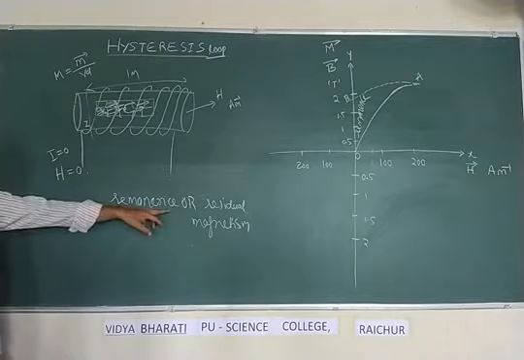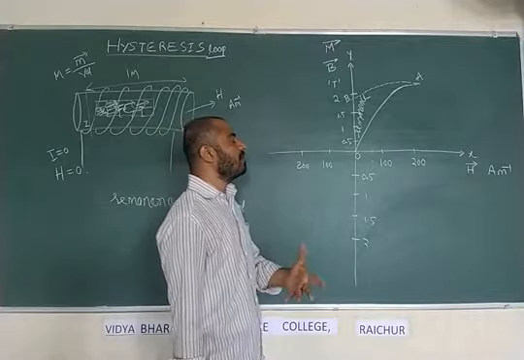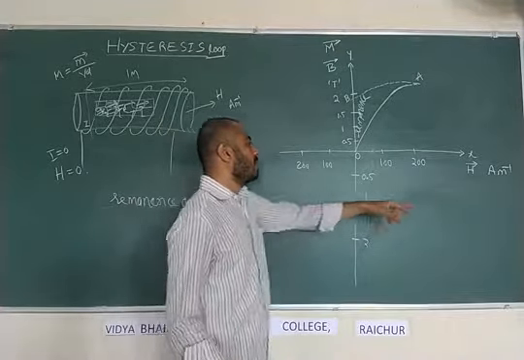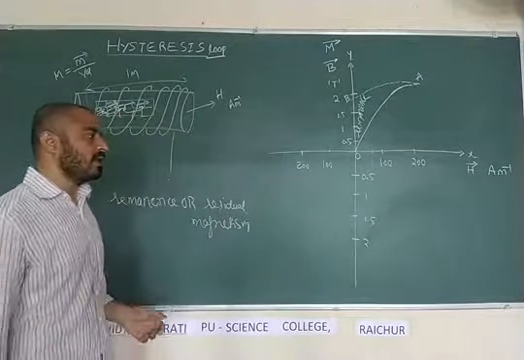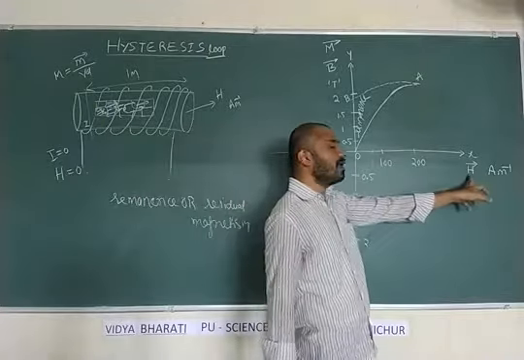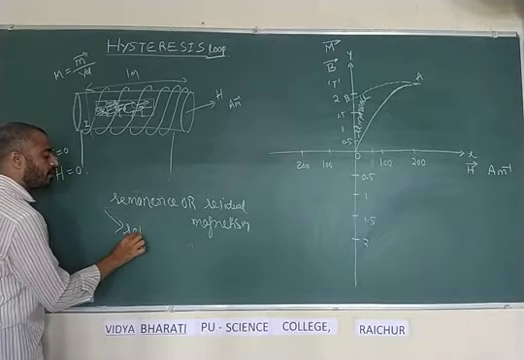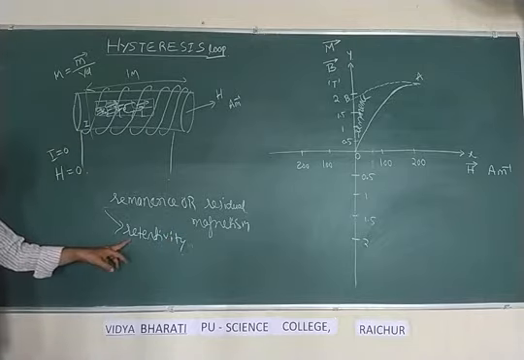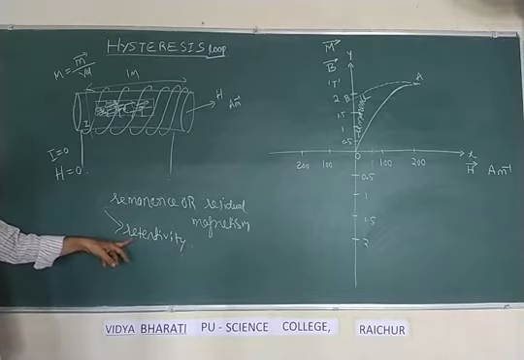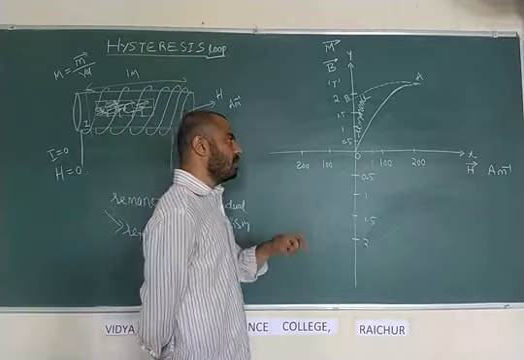This property of the material, because of which it can sustain or retain some amount of magnetism even after the magnetizing field intensity is made 0. That property or ability of the ferromagnetic material, even after making H value 0, is called retentivity. What is it? Retentivity. An ability of a ferromagnetic material, due to which it can retain some amount of residual magnetism in it even after making H equal to 0.